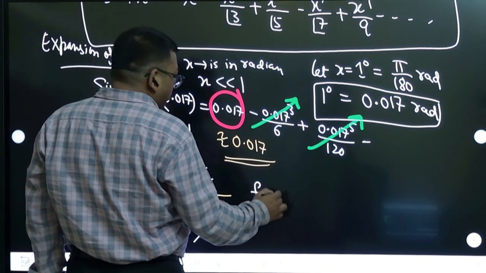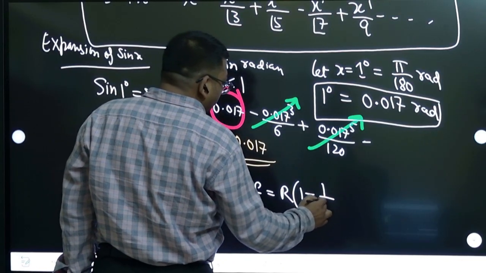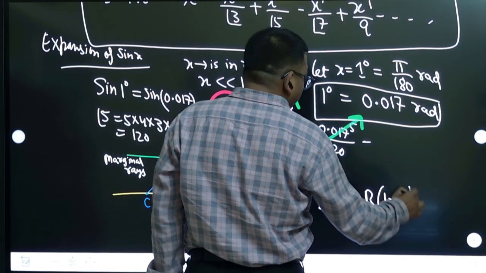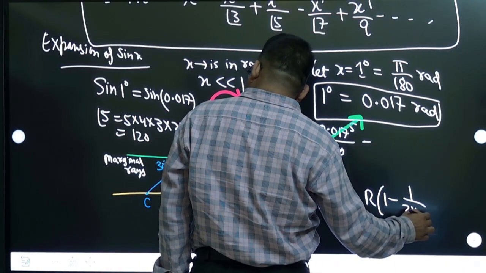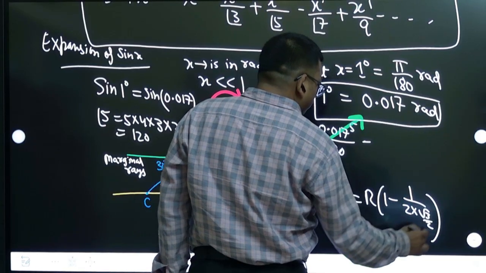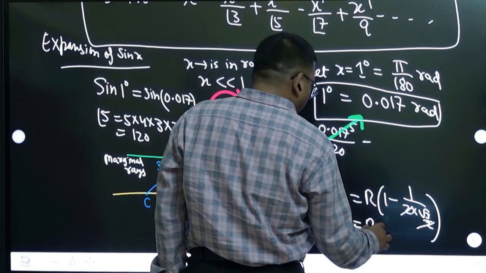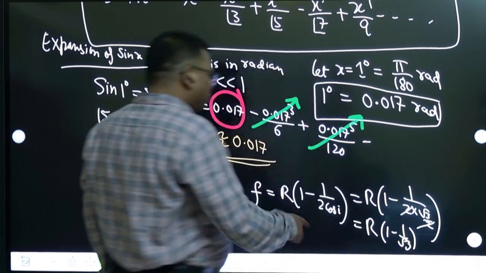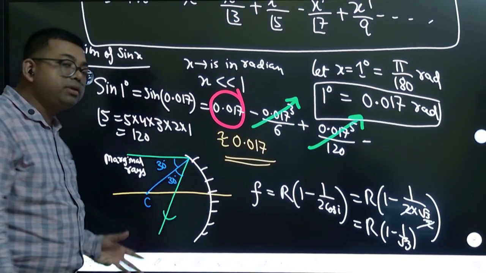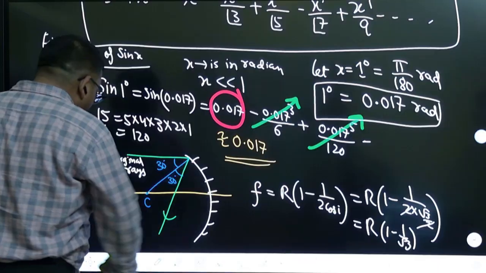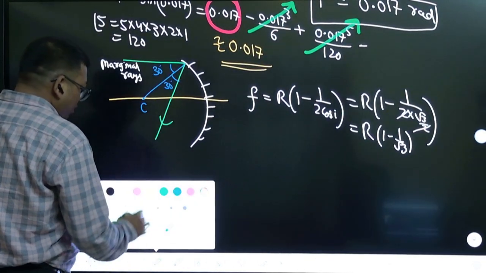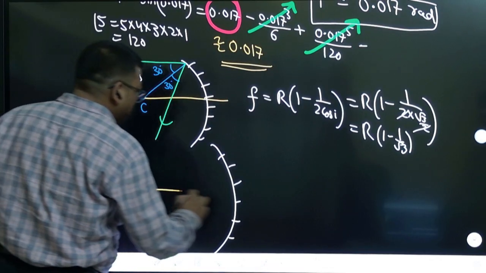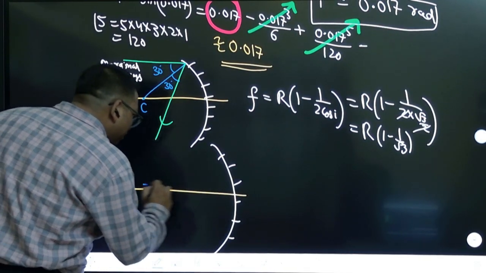So f is equal to R(1 minus 1 by 2 cos i). Now use this formula: R(1 minus 1 by 2 cos of 30 degree, root 3 by 2). So the 2 will get cancelled, and it will become R(1 minus 1 by root 3). This is the formula for focal length. But why are we taking the formula R by 2? Try to understand, we are considering this mirror like this, and we are taking this principal axis like this, and we are studying rays only nearby here.